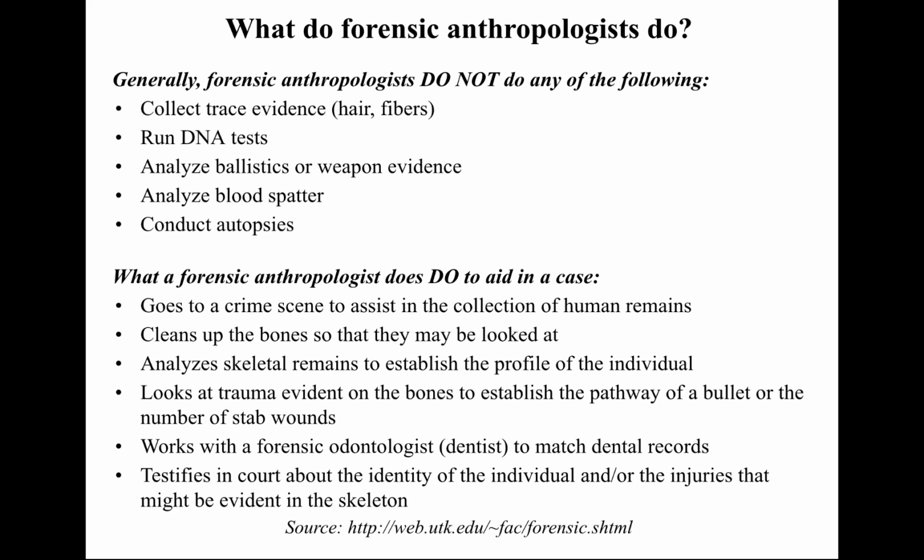So, in general, forensic anthropologists will go to a crime scene and assist in the collection of the human remains that have been found. They'll then take it back to the lab where they'll clean up the bones so that they can get a closer look at them. They're going to start looking at the bones closely and establishing a profile of the individual. They'll look for any trauma that might be evident on the bones to maybe establish what the cause of death was, if it was a bullet or maybe a stab wound. They're going to work with a forensic odontologist, known as a dentist, to look and match dental records to try to identify the victim.